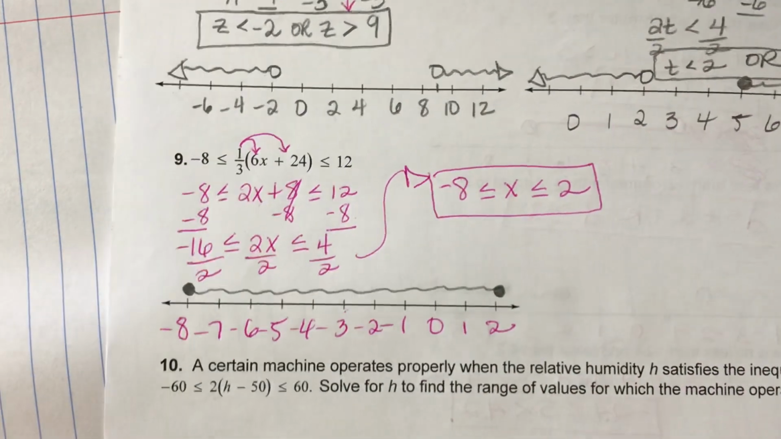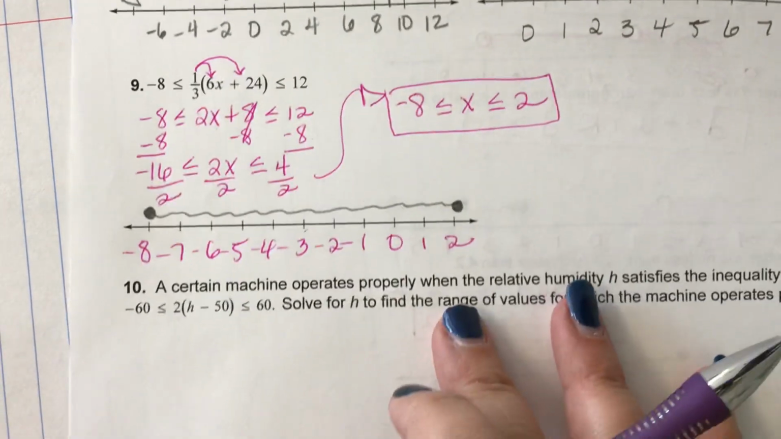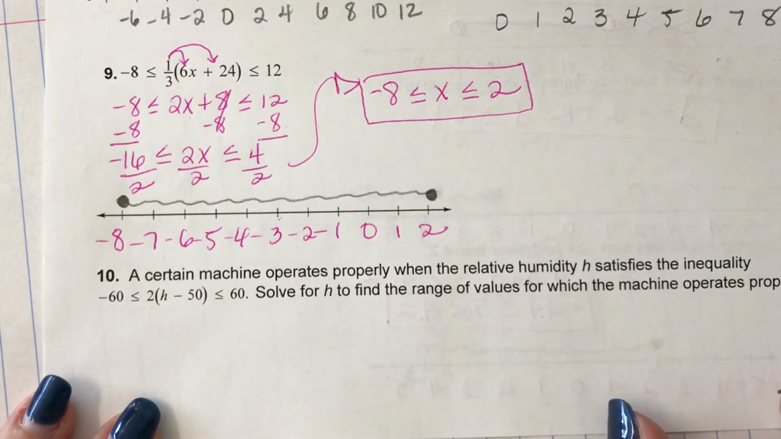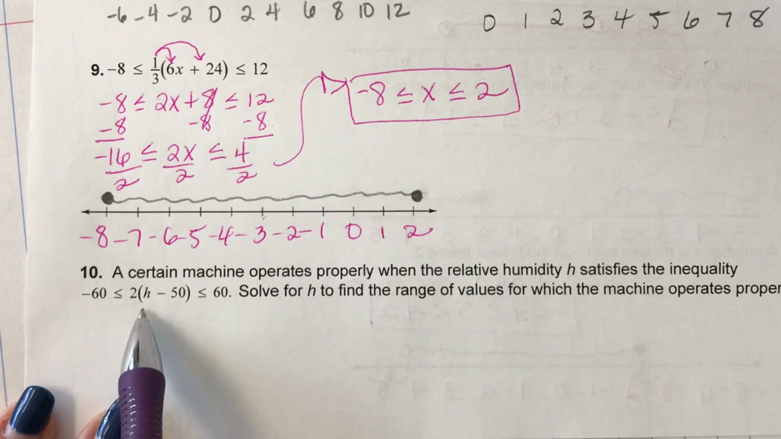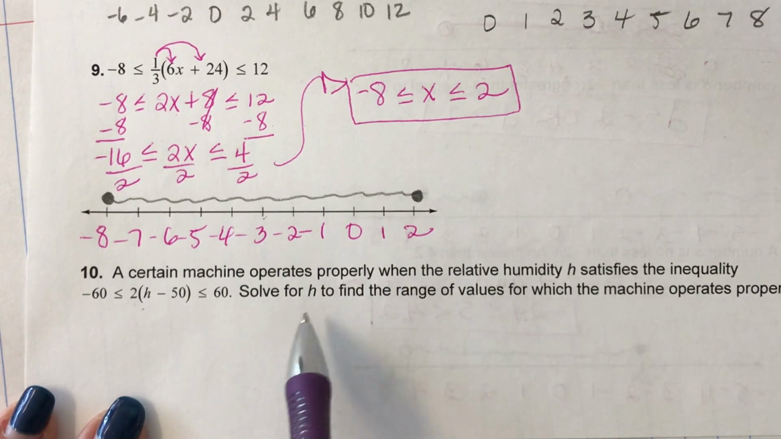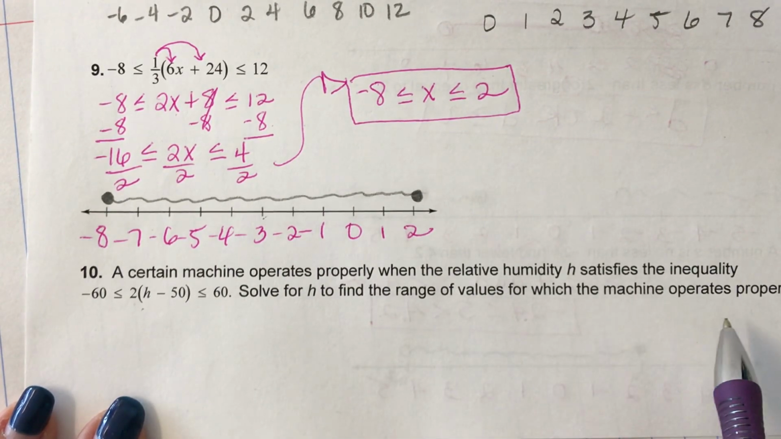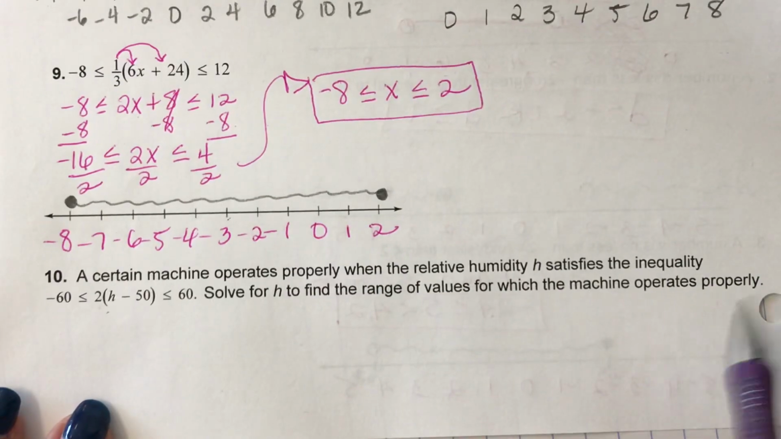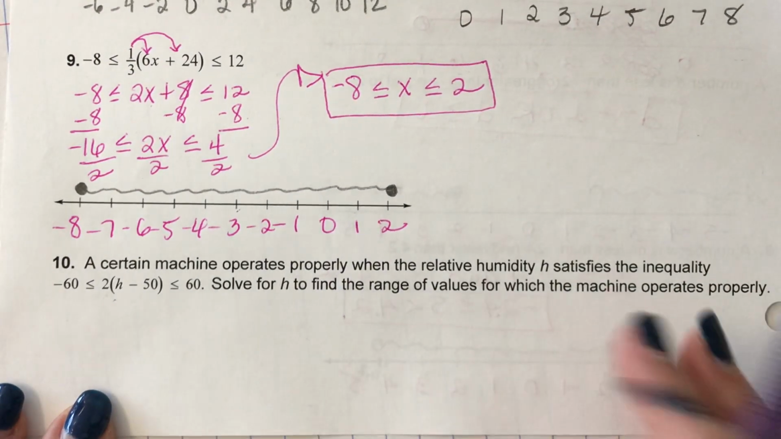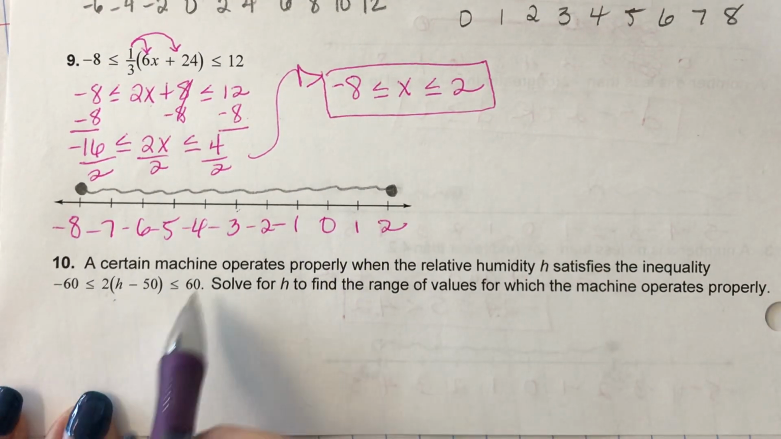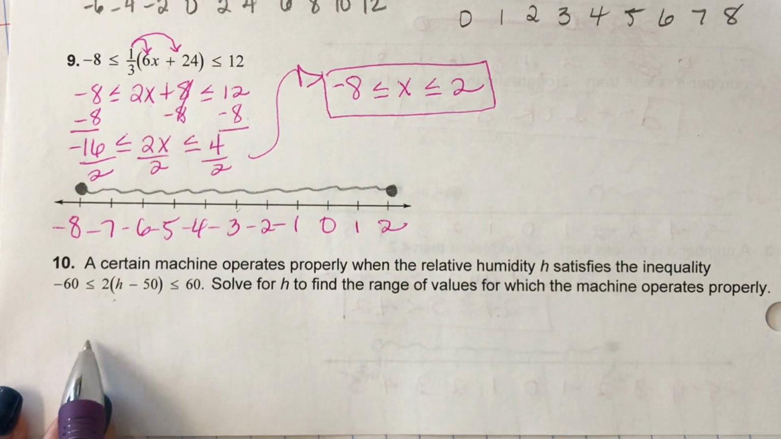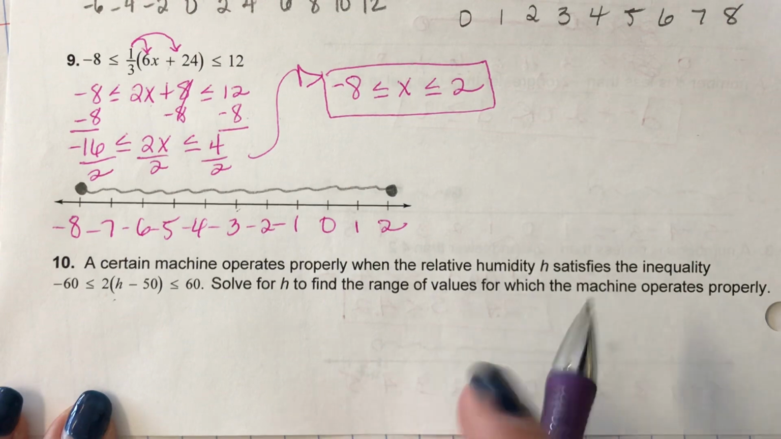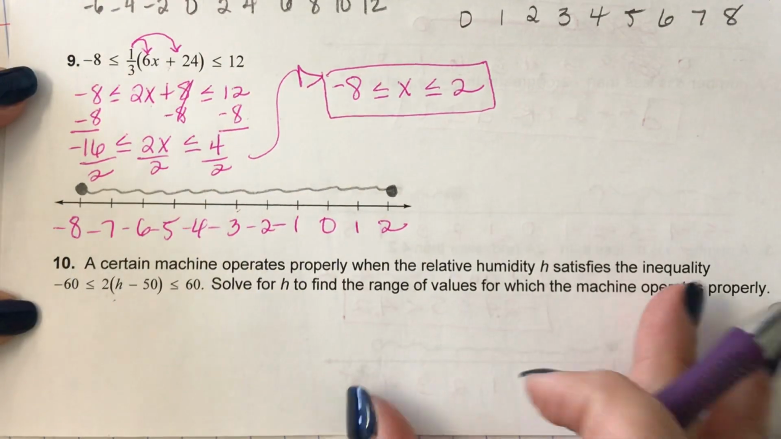Okay. Fantastic. Okay, let's do a word problem. A certain machine operates properly when the relative humidity H satisfies this inequality. Solve for H and find the range of values which makes the machine operate properly. So it's a nice word problem. It gives you some context, but really all we're doing is something similar to number 9 here, where we're solving this for H and getting the range of values that works here.